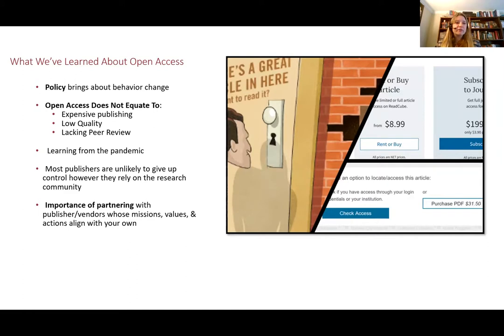Most publishers are unlikely to give up control, and they rely on the research community for content to publish. So I think, especially around rights retention and power structures, I would like the ethos of academic publishing to shift more towards community support and a service for the community, versus giving over full rights to publish or holding copyright hostage for high APCs. And then the importance of partnering with publishers and vendors whose missions, values, and actions align with your own.